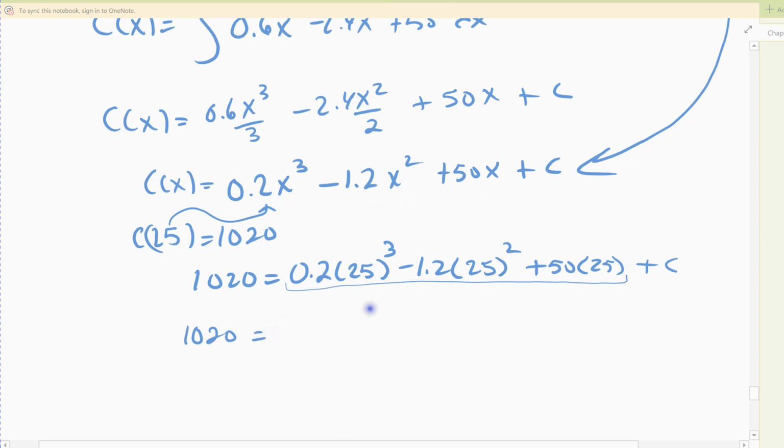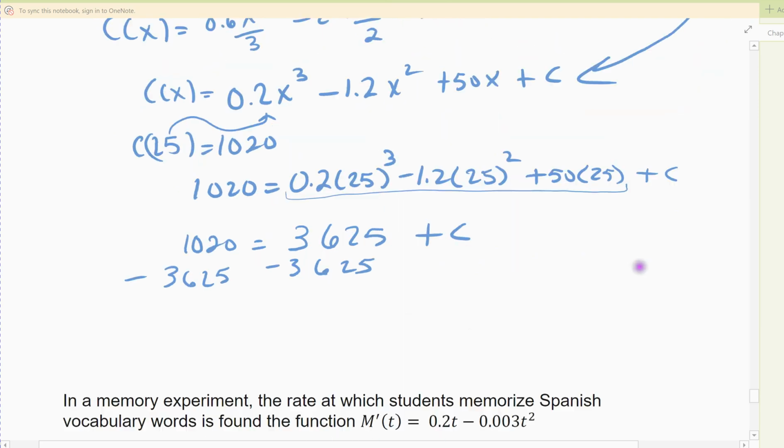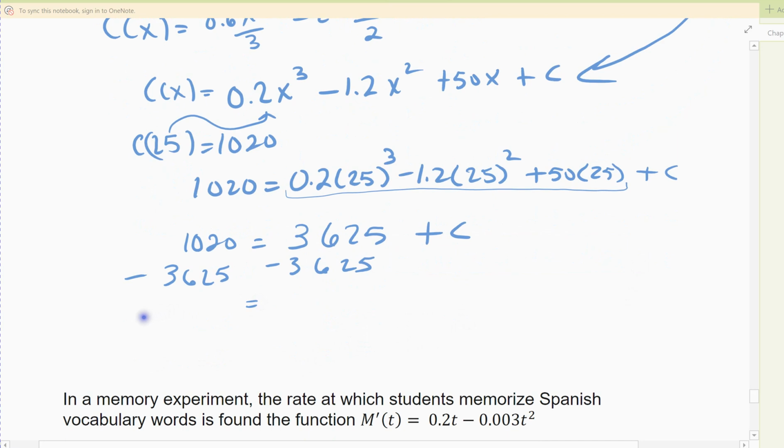When I type it out on my calculator, it comes out to be 3,625 plus c. Then to solve for c, you have to subtract that number, 3,625. And the constant equals negative 2,605. And that's not my final answer. That just means now I know what my c is.